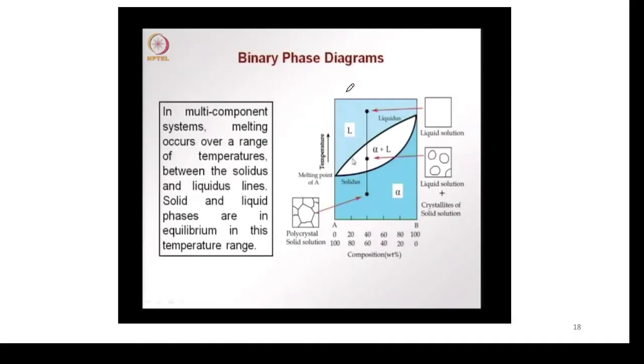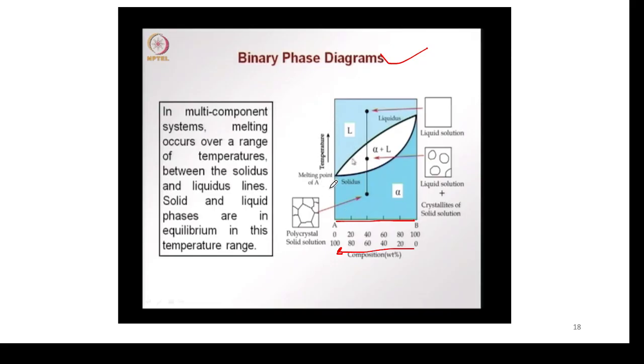Okay. So yeah, we will study the binary diagram now. In a multi-component system, melting occurs over a range of temperature, right? As you can see here in a binary phase diagram, this is the composition of two different materials, like polycrystal material from 0 to 100 and solid solution from 0 to 100 in the reverse direction. Okay. So this is the composition by weight on the x axis and temperature on the y axis.